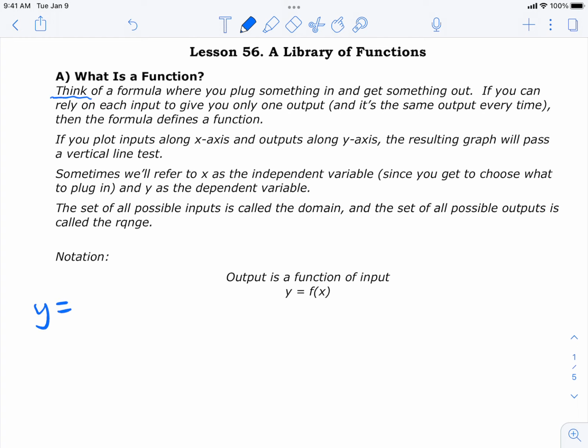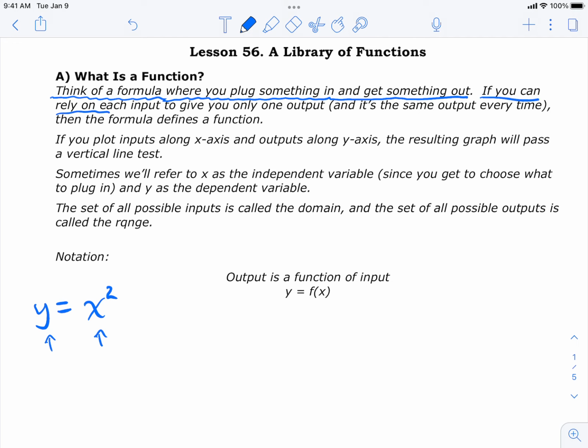So first of all, think of a formula. Okay, I'm thinking of a formula. I just thought of a formula. Y equals x squared. Nice formula. It's a formula where when you plug something in, well, then you get something out. Yeah, that's what formulas do, right? I plug in values for x and I get out values for y. Okay, so far so good.